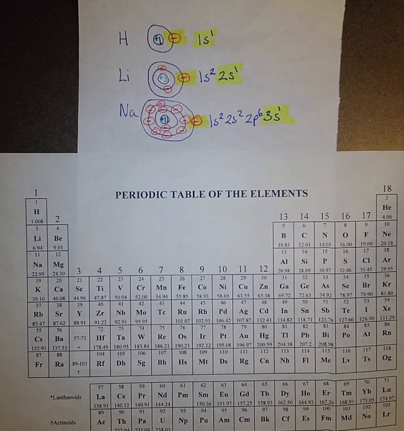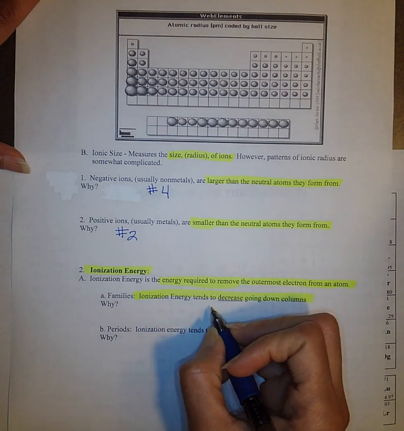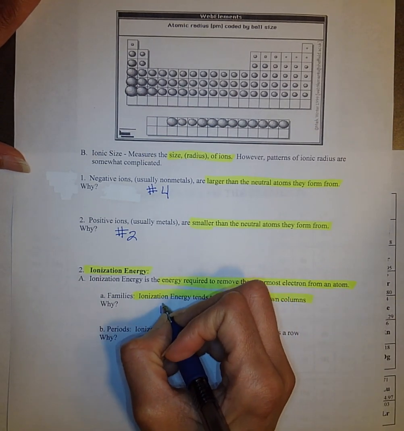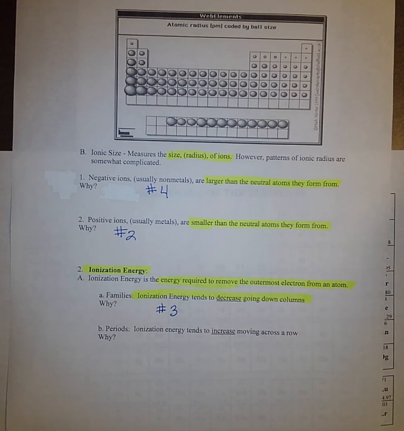So if we go back to your notes, ionization energy tends to decrease going down the column, and that is completely due to shielding, which is number 3 on the factors that influence periodic trends.